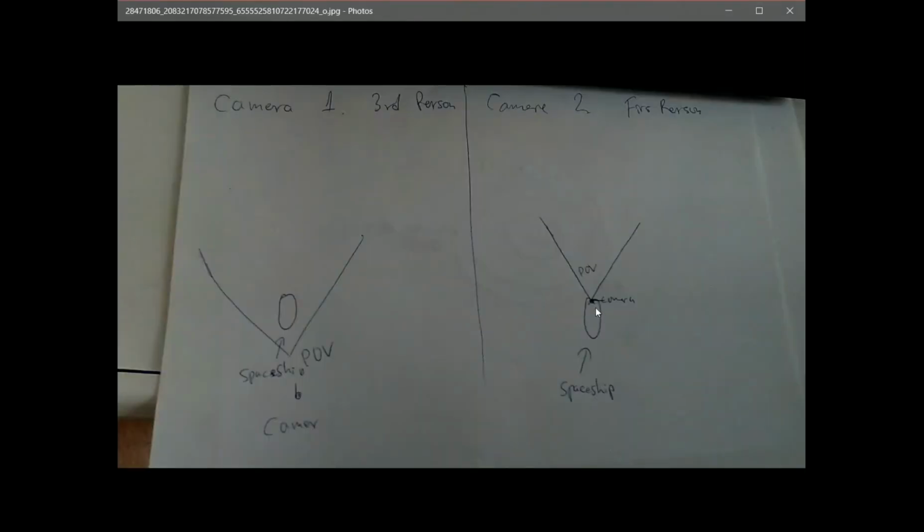These are my graphs for camera 1 and camera 2. The third person is at left and the first person is at right. As you can see, the point of view of the third person is much bigger than the point of view of the first person. The camera coordinates for the first person should be at the same location as the spaceship, and the third person camera should be higher on the y-axis to see the map from above.